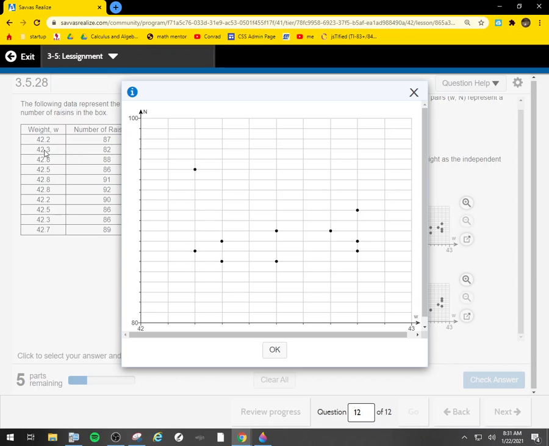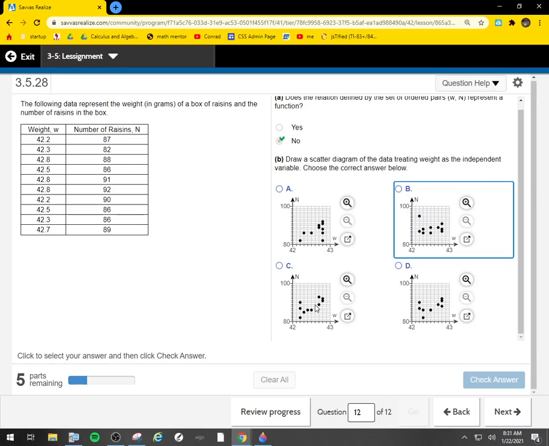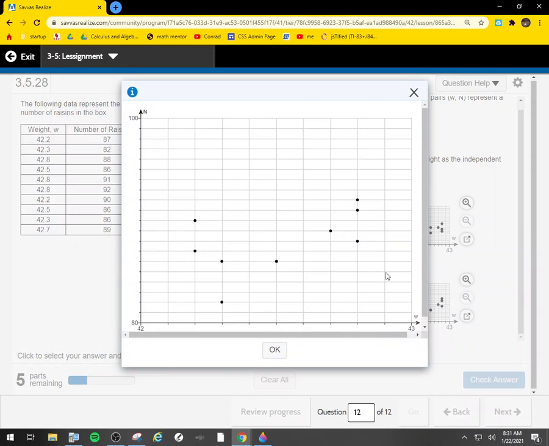Do I have another 42.2? I do. 42.2 comma 90. So that was 87, 88, 89, 90. Oh, so it's not that. Okay, so it can't be this one. How many 42.2s do we have? 42.2, 42.2. I only have 2 of them. So let's look at this one. I see 42.2, I see 2 dots there. 1, 2, 3, 4, 5, 6, 7, 8, 9, 10, 11.